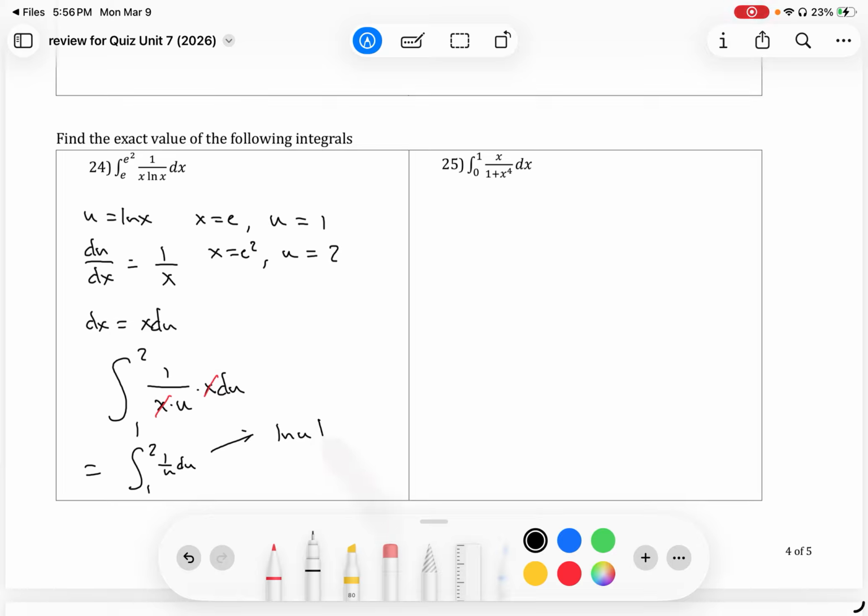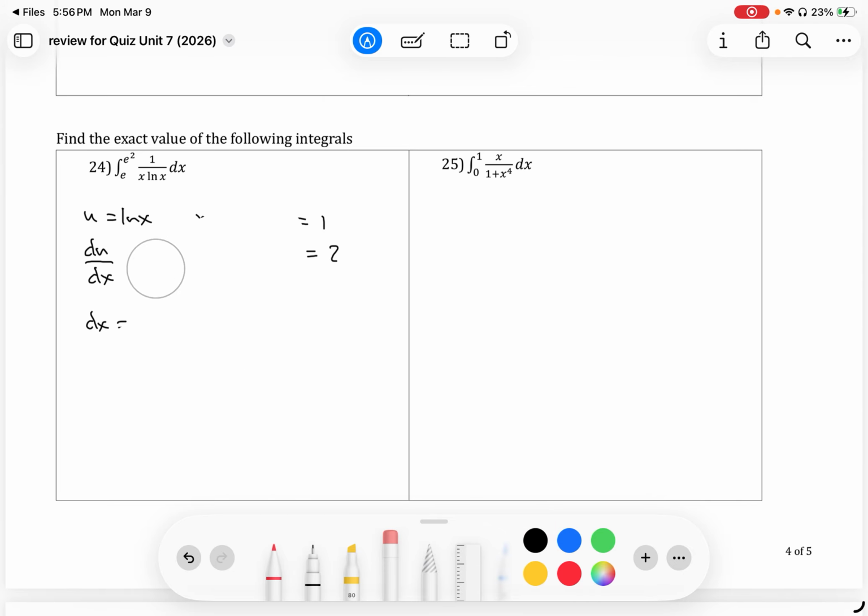I can drop the absolute value because I'm only plugging in positive numbers. And that gives me ln of 2 minus ln of 1. ln of 1 is 0, so I should just get the natural log of 2. Again, I'm going to erase, so hopefully I can keep this computer running.